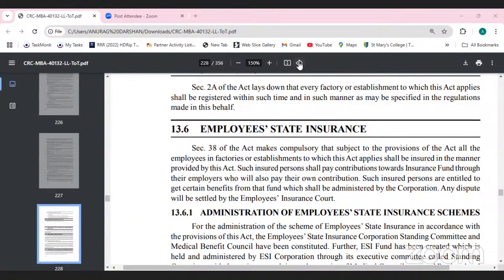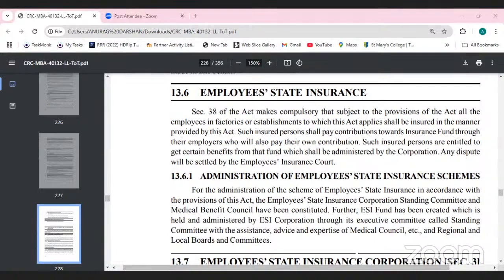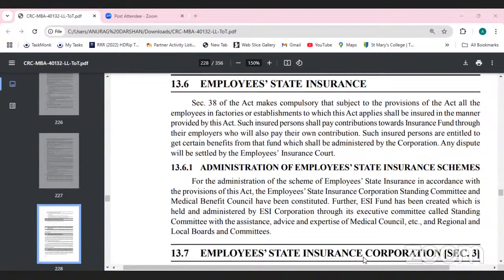State insurance in accordance with the provisions of this Act, the Employees State Insurance Corporation, Standing Committee and Medical Benefits Council have been constituted. Further, the ESI Fund has been created, which is held and administered by the ESI Corporation through its executive committee called the Standing Committee, and with the assistance, advice and expertise of the Medical Council, etc.